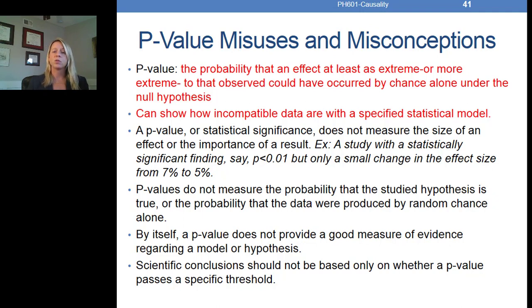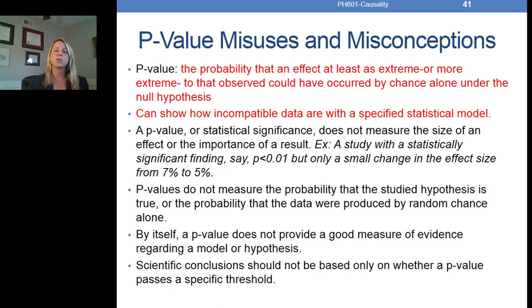Also important is that p-values do not measure the probability that the studied hypothesis is true, or the probability that the data were produced by random chance alone. That's very important. The p-value itself does not provide a good measure of the evidence regarding our model or hypothesis, and so in general, scientific conclusions should not be based on the p-value alone. Often the case nowadays is that we focus on the level of precision around our association measure, right? So, for example, we'll measure a relative risk, and we'll calculate the confidence interval around that, and that will provide us with the variability, which is much more meaningful than the p-value.